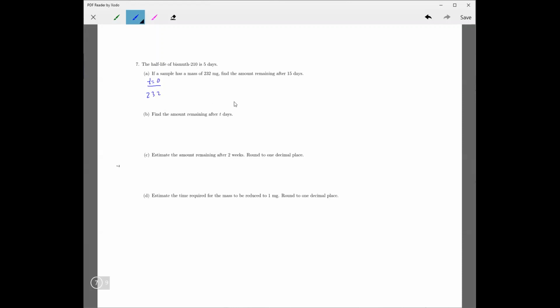So at the beginning, you've got 232 milligrams, right? Now, after 5 days, that's going to be cut in half. So you're going to have 116. Because the half-life is 5 days. That means every 5 days it gets cut in half. Then after 10 days, that's going to get cut in half. So you're going to be down to 58. And then 15 days, that's going to be cut in half. So you're going to be down to 29. So 29 is going to be the answer to the first part.